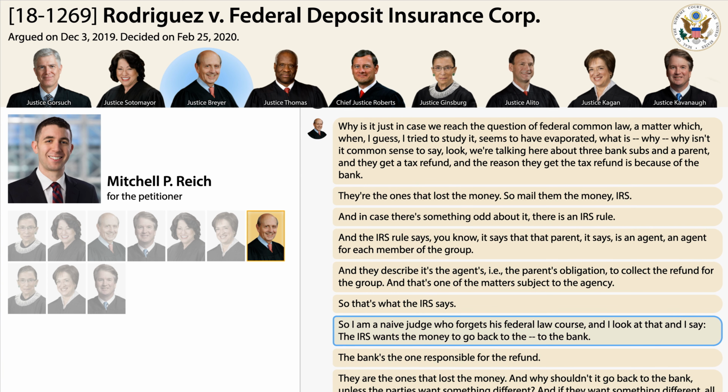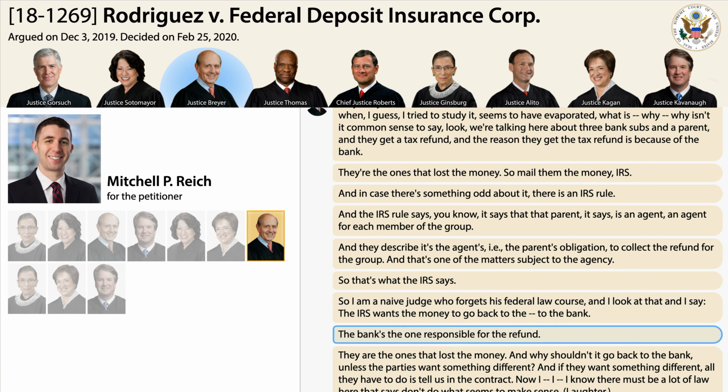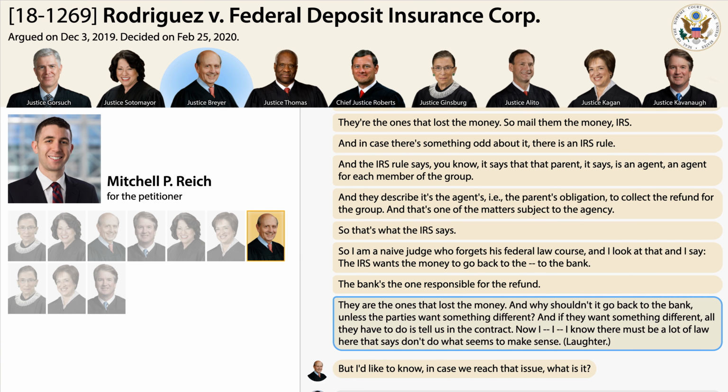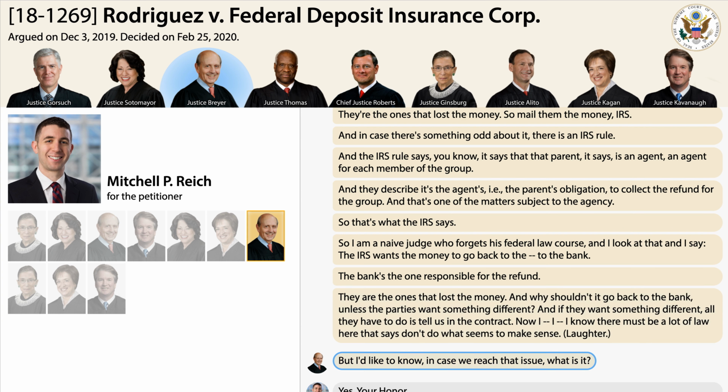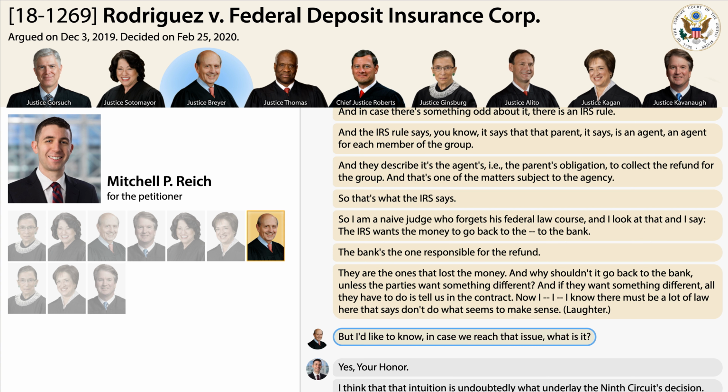So I am a naive judge who forgets his federal law course. And I look at that, and I say, the IRS wants the money to go back to the bank. The bank's the one responsible for the refund. They're the ones that lost the money. And why shouldn't it go back to the bank unless the parties want something different? And if they want something different, all they have to do is tell us in the contract. Now, I know there must be a lot of law here that says don't do what seems to make sense. But I'd like to know, in case we reach that issue, what is it? Yes, Your Honor.